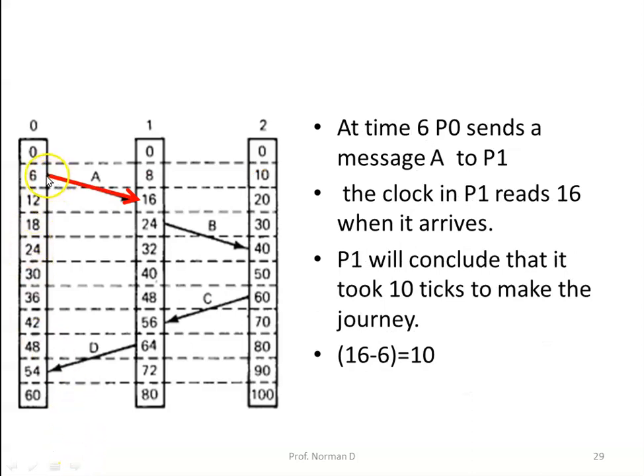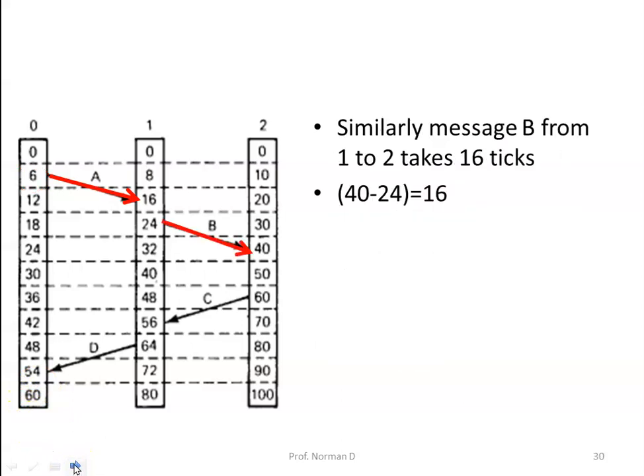So at time 6, P0 sends a message. Let's assume that the message is A to P1. The clock in P1 reads 16 when it arrives over here. So now what P1 will conclude is that it has taken 16 ticks to make its journey. That is 16 minus 6 gives you 10. Similarly, when the message moves from P1 to P2, it is taking 16 ticks, right? Because it receives at 40 over here. So 40 minus 24 gives us 16.